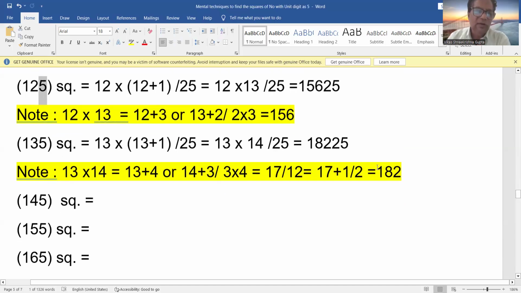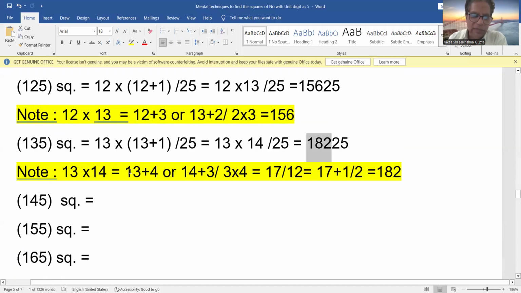In the same way, 135 square. So 13 into 14. 13 into 14 is equal to how much? It is equal to 182. As you can see, I have shown here: 13 into 14 is equal to either 13 plus 4 or 14 plus 3. You can add in any way. Either 13 plus 4 or 14 plus 3, and then followed by 3 into 4.